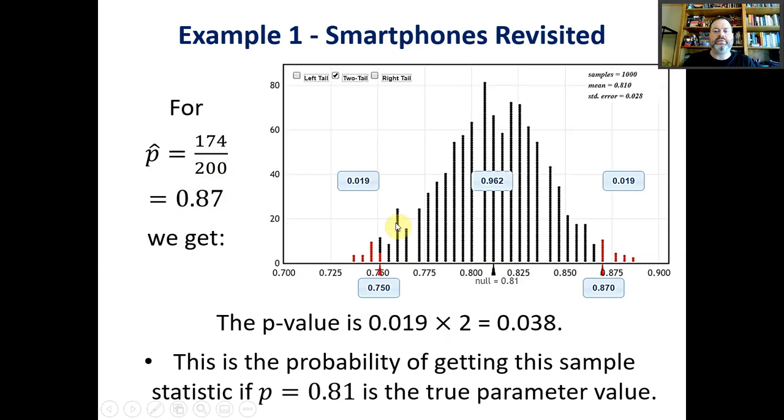So you'd go into StatKey, make the randomization distribution, click 0.87. The alternative hypothesis is not equal, so you click two-tail. So your p-value is 0.019 times 2, so you get 0.038. So this is the probability of getting this sample statistic, or one more extreme, if p equals 0.81 is the true parameter value. So remember, we're interpreting p-values as the proportion of sample statistics that have this quality of being at or more extreme, or the probability of obtaining a random sample statistic and having it be at that value or more extreme.